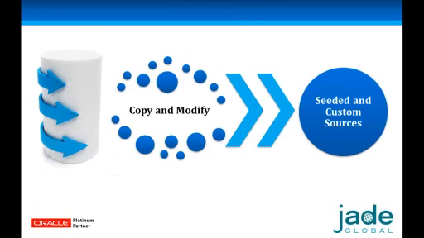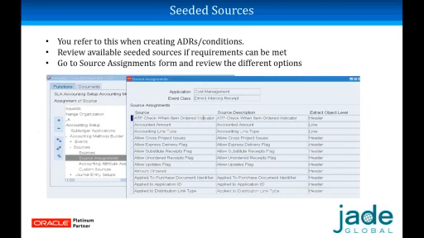Now let's talk briefly about the seeded and custom sources before we proceed to the account derivation rule. The seeded sources are used when creating account derivation rules and conditions. It is important to review and identify the seeded sources that can satisfy your requirements. I've shown you the navigation path where to go. So you go to the source assignment form and review the possible sources that you can use.